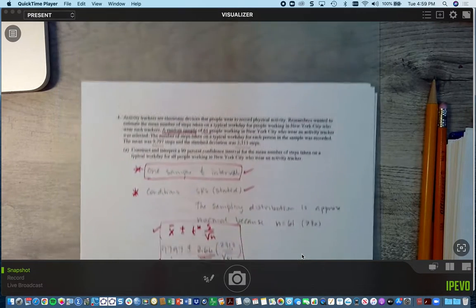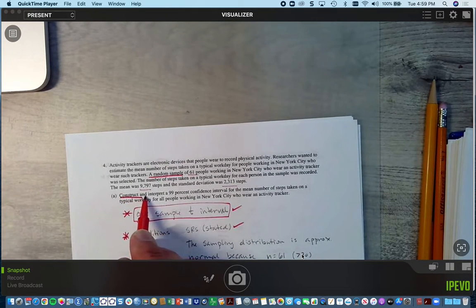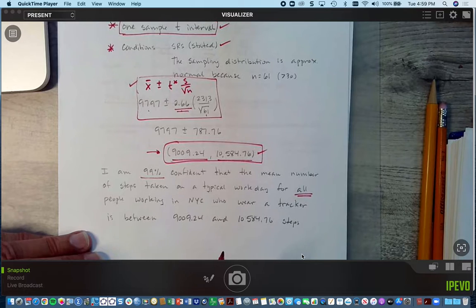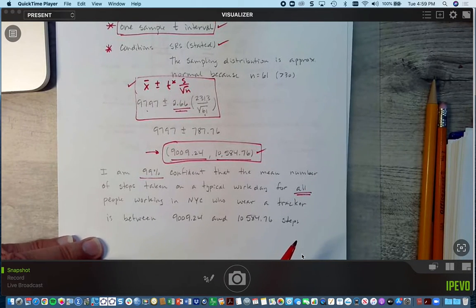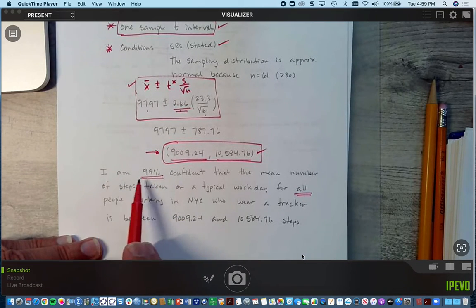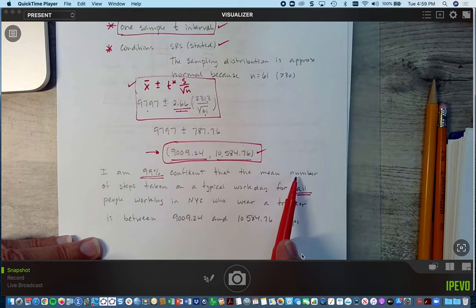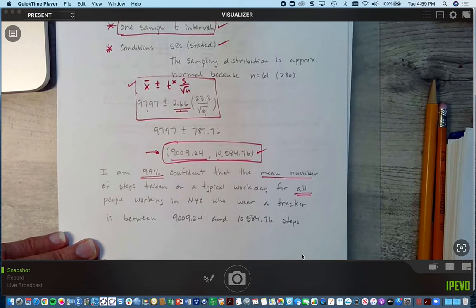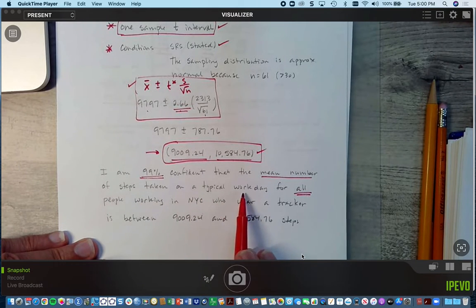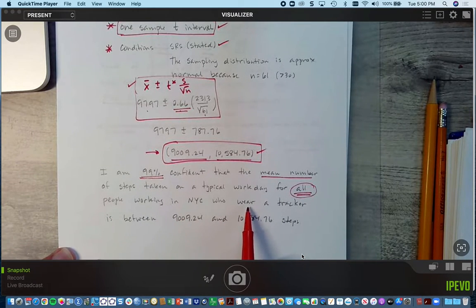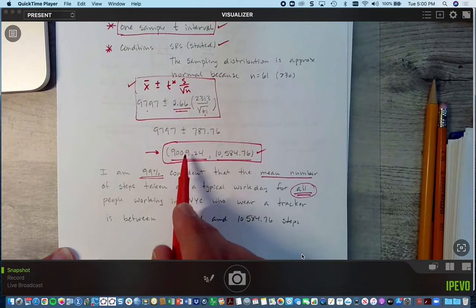All right, and then also, whenever you see construct, you almost will always see this followed by interpret. Right? And some of you just gave me the interval and forgot to interpret it. Okay, we're looking for really 4 things in the interpretation. A confidence level. So tell me I am whatever confidence level you are, that the mean number of steps, okay, and it's important that you're talking about a mean in this case, not a proportion or not a number of steps, but the mean number of steps taken on a typical workday for all people working in New York City who wear a tracker is between the lower bound and the upper bound.